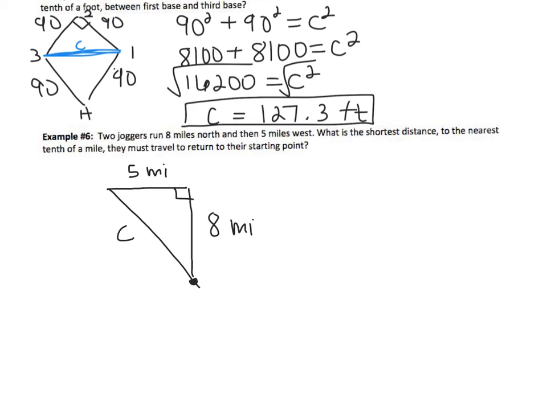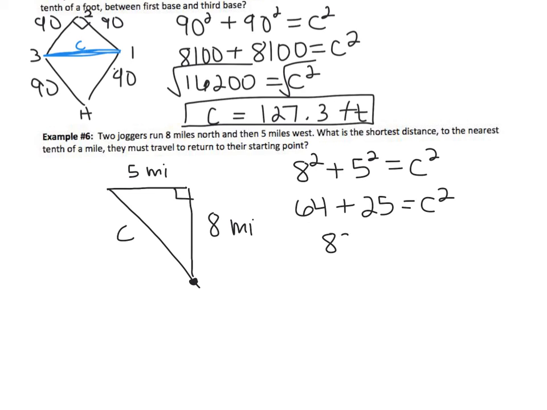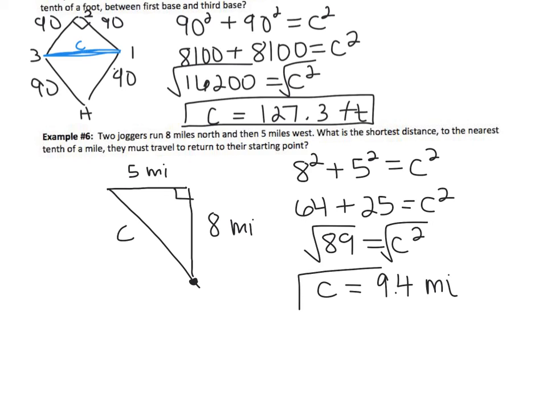So we set up our Pythagorean theorem. We're going to have 8 squared plus 5 squared equals C squared. 8 squared is 64 plus 5 squared is 25 equals C squared. 64 plus 25 is 89. We're going to take the square root of both sides. So when we take the square root of 89, we're going to get 9.433, but the nearest tenth of a mile is 1 decimal place. So we get 9.4 miles, because the 3 does not make the 4 round up.